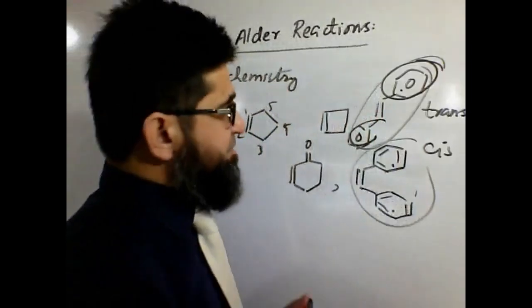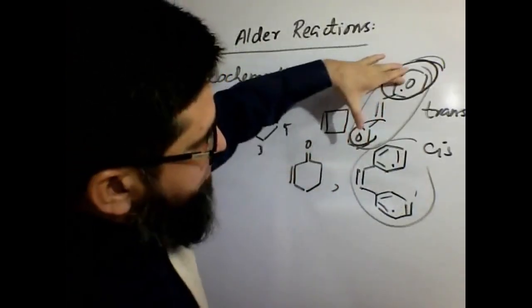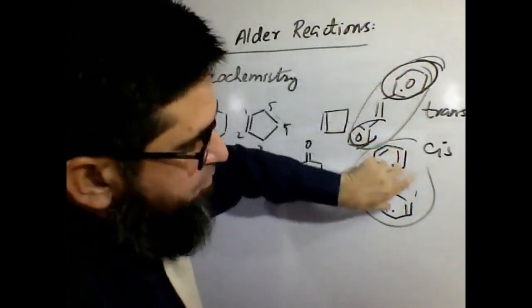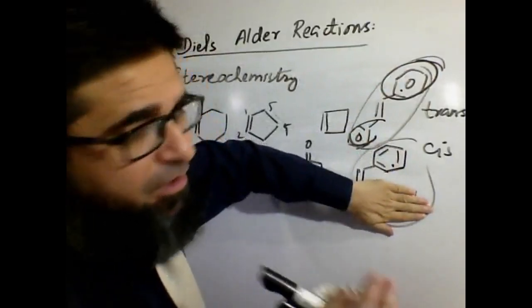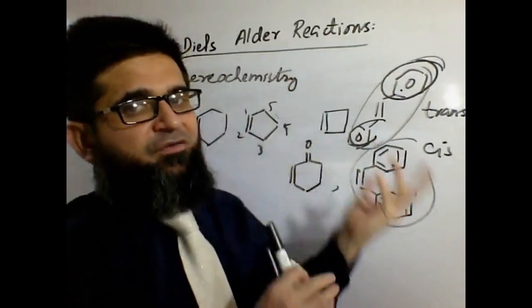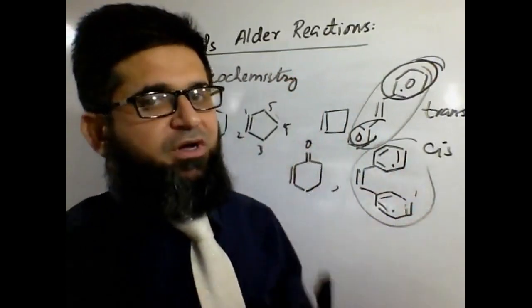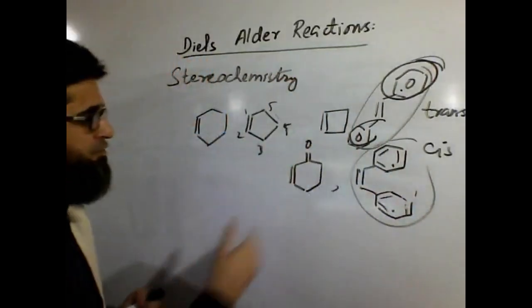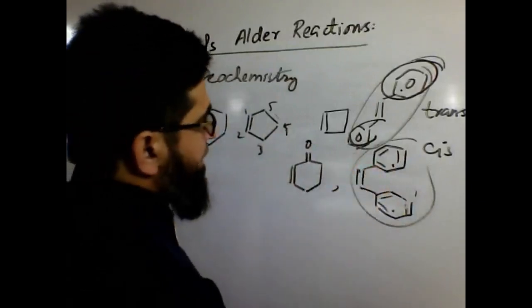So why cis and trans? Two substituents are there. One substituent, two substituents. If there is only one, then it will not be cis-trans. It will be called a stereoisomer. One is on the left, one on the right. This is how you call stereochemistry, stereoisomers. So still it's a dienophile, sorry.